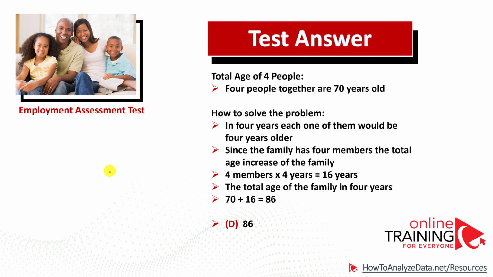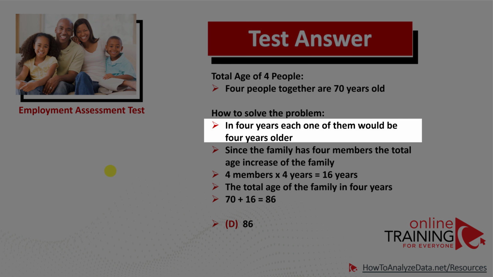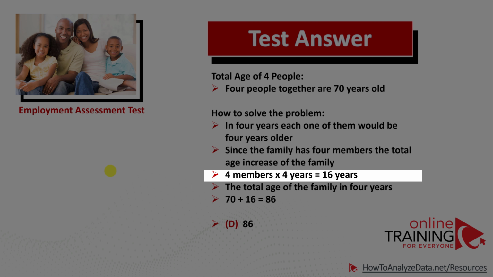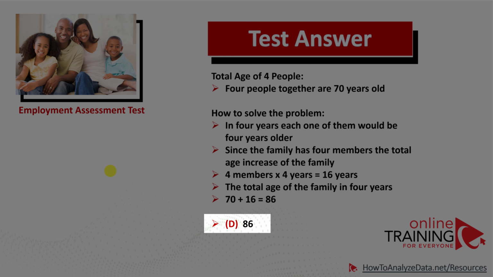The easiest way to solve this challenge is to understand what we are being asked. Currently, total age of 4 people together is 70 years old. And you have to understand that in 4 years, each family member will be 4 years older. Since family has 4 members in total, age increase for the family will be 4 multiplied by 4 members multiplied by 4 years, which would be 16. So the total age of the family members in 4 years will be 70 plus 16, which is 86. So the correct choice here is choice D, 86.